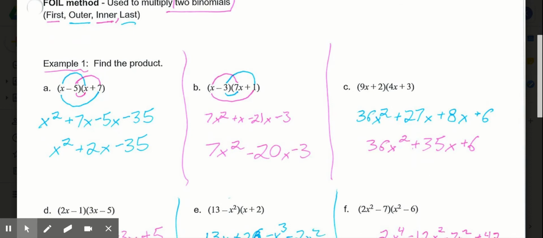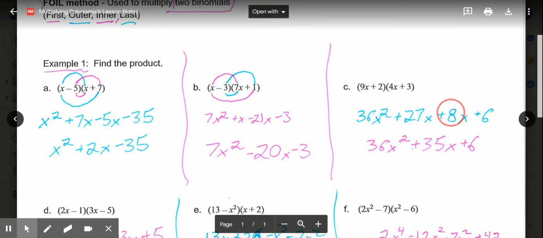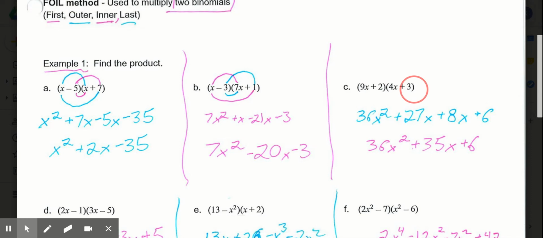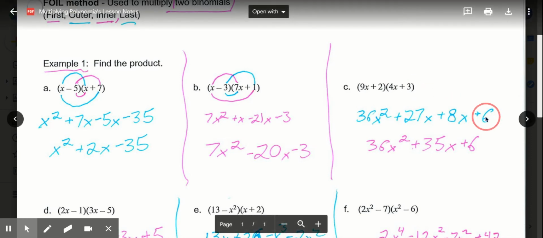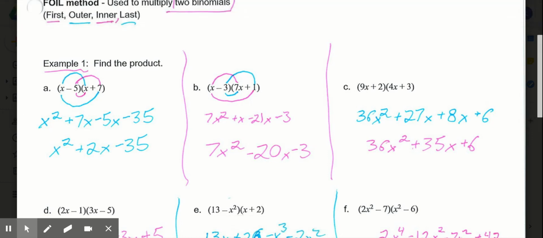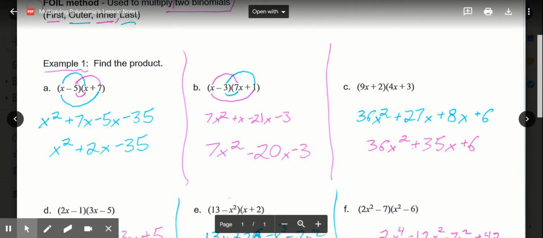For c, our first terms, 9x and 4x, gives us 36x squared. Our outer terms, 9x and 3, gives us 27x. Our inner terms, 4x and positive 2, gives us plus 8x. And our last terms, positive 2 and positive 3, gives us a positive 6. So then, combine like terms, 36x squared has nothing to combine with. 27x plus 8x gives us 35x plus 6.